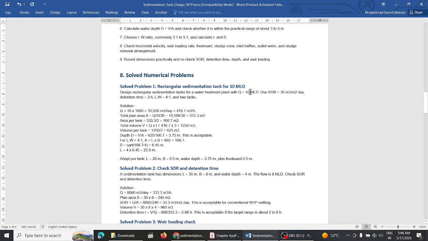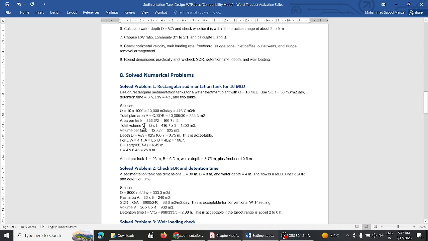We already know that 10 MLD is equal to what? We will multiply by 1000, so we get 1000 cubic meters per day. Now we will convert that into cubic meters per hour. 1 day is equal to 24 hours. Then the total plan area is Q upon SOR. This is for 2 tanks. Now for 1 tank, since it is given 2 tanks, we'll divide by 2.